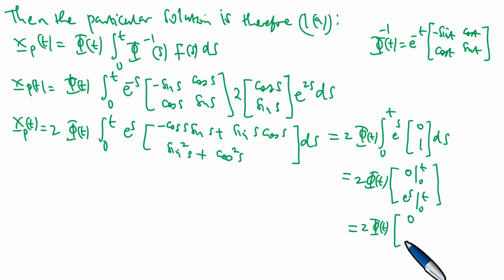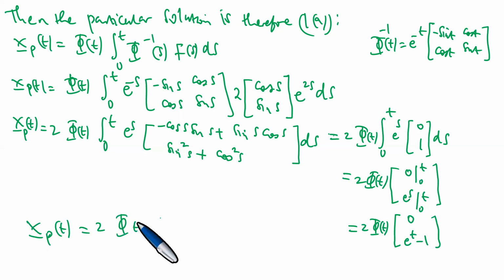So which means e to the t minus 1, like so. Almost done. And this means the particular solution of t is 2 phi of t into 0 e to the t minus 1. That is the particular solution of the problem.